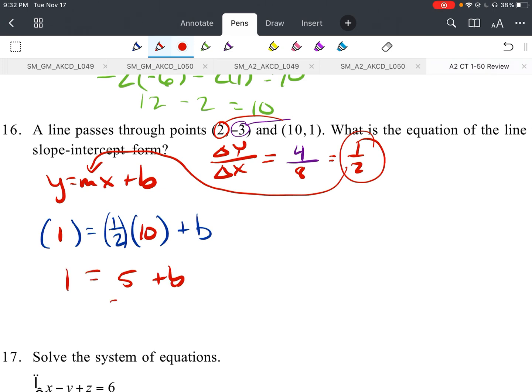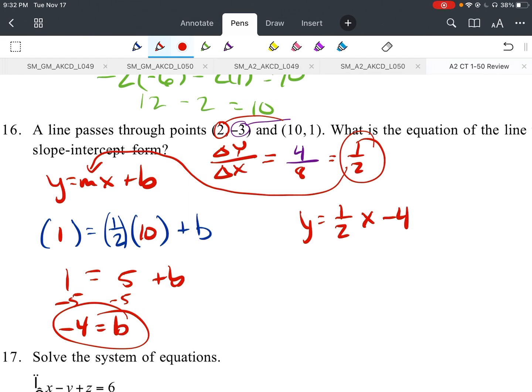Okay. And subtract 5, this is -4 equals b. Boom. So now y equals 1/2 of x minus 4. This is my answer. Okay, and just to verify that, you could use the other point and just see if it works. And if it works, you're probably right. So let's see, x has to be 1. 1 minus 4 is -3. It checks out.